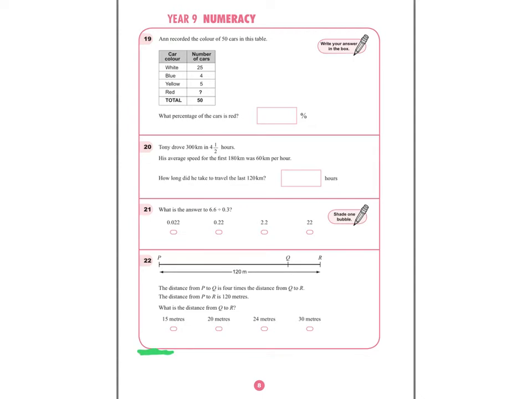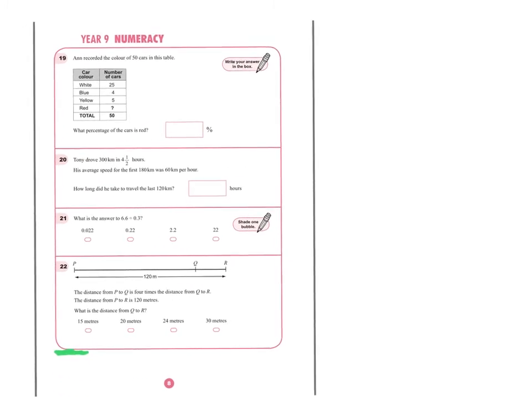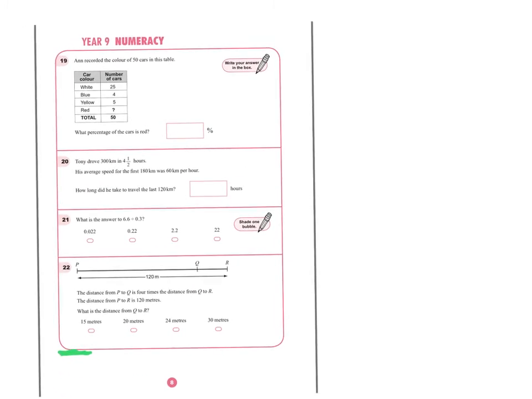The next one here. Anne recorded the color of 50 cars in this table. What percentage of the cars is red? So we're looking at the percentage that is red. The total number of cars is 50, and red is, we don't know, the number of cars. So first we have to find how many reds.